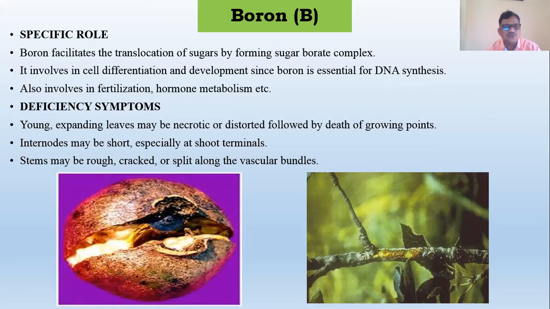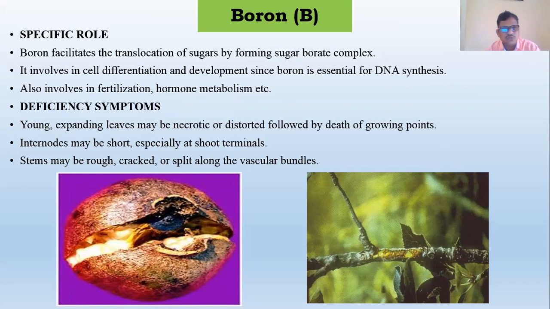The specific role of boron: the first point is that boron facilitates the translocation of sugars by forming a sugar borate complex. It is one of the important roles of boron. When sugar or carbohydrate is formed in the leaf region, from that site it is transported to all the remaining parts of the plant. That is translocation of sugar, in which boron plays an important role.